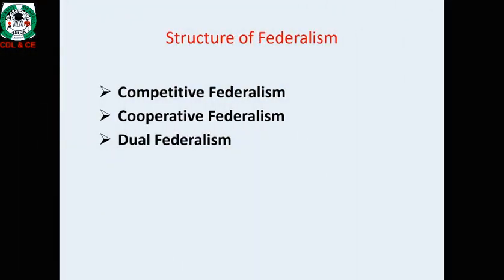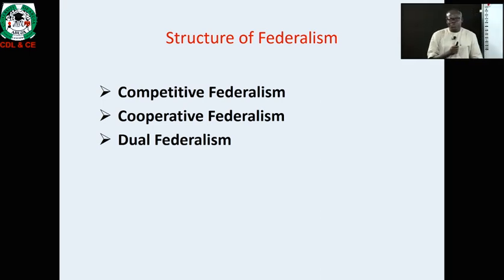In other words, cooperative federalism emphasizes that the relationship that will exist between the federating units, talking about the federal, the state, and the local government, should be the cooperative type that will ensure peace, unity, and development. Like it is known, in every federal arrangement, what is key is to accommodate the multicultural diversity of the component units and to engender peace and progress. These are the fundamental objectives of federalism.